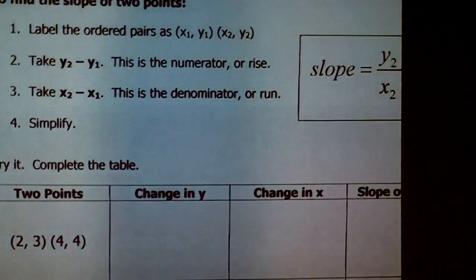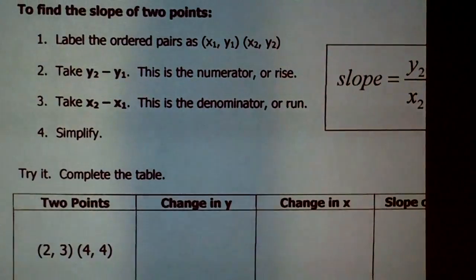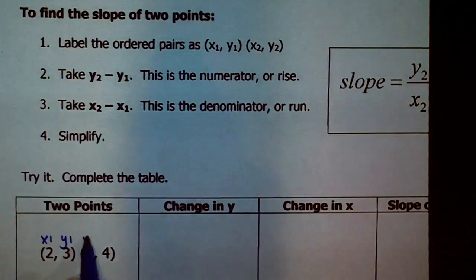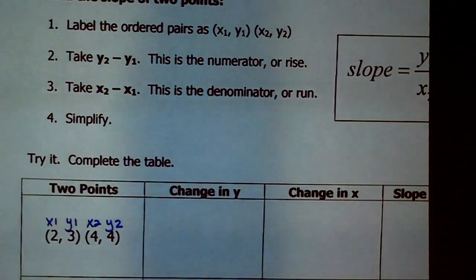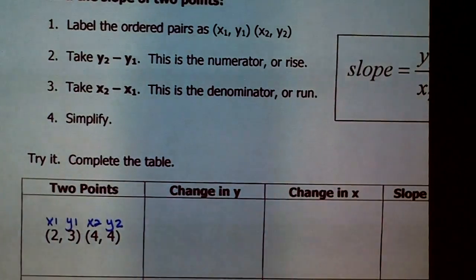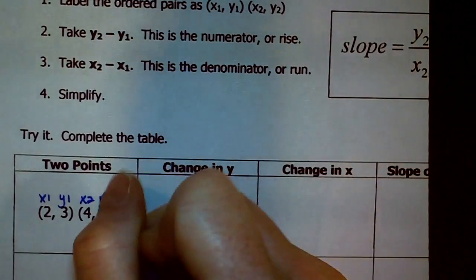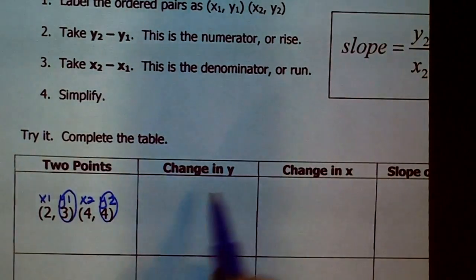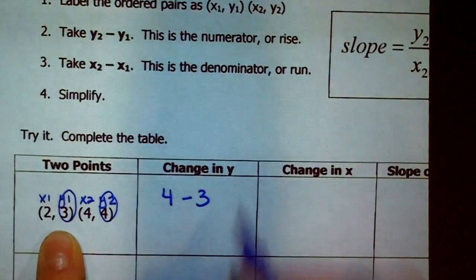It's always a good idea to label your points. So if you're looking at the points that are given to you, I want you to, above them, write x1, y1, x2, y2. So that's step 1. Step 2 says, take y2 minus y1. That's your numerator or your rise. So I like to circle those. I'm going to circle my y's. So the change in y, again, that means I take y2 minus y1.